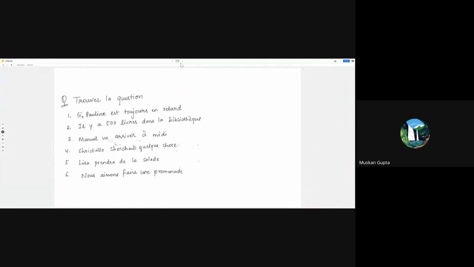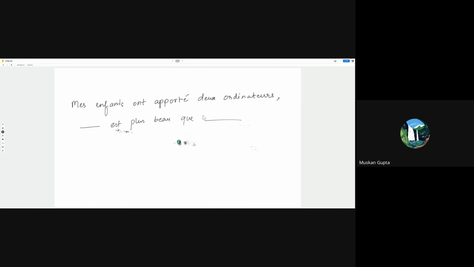This one is not a very typical example. See, if there's a noun, you would use the adjective demonstrative. If there's no noun, you will use the pronoun demonstrative. Simple. Now, how do we use this?